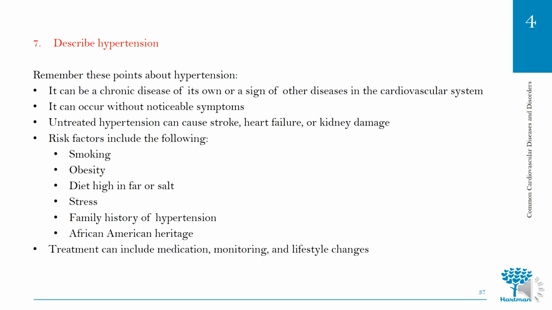So hypertension. It can be a chronic disease of its own or a sign of other diseases in the cardiovascular system. It can occur without noticeable symptoms. Untreated hypertension can cause stroke, heart failure, or kidney damage. Risk factors include the following: smoking, obesity, diet high in fat or salt, stress, family history of hypertension, African American heritage. Treatment can include medications, monitoring, and then lifestyle or diet changes. So exercise or diet changes.